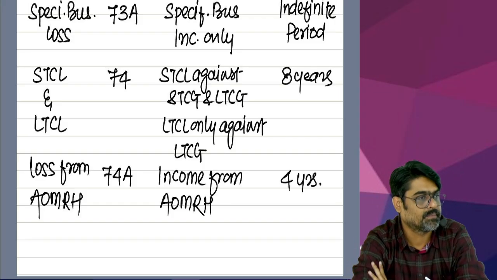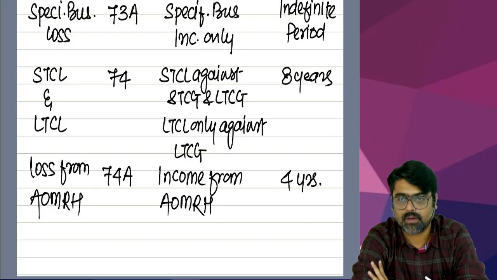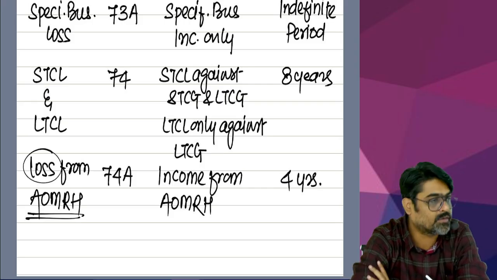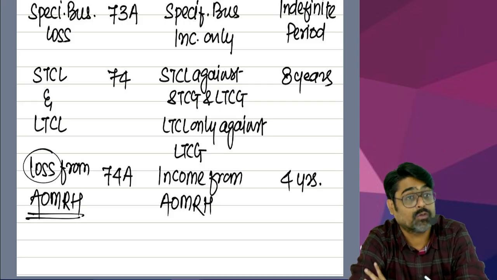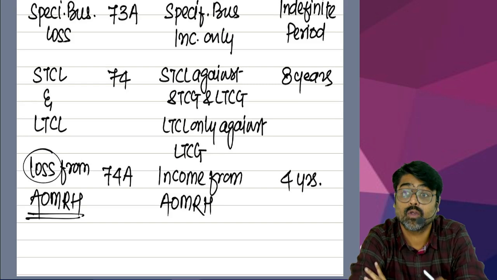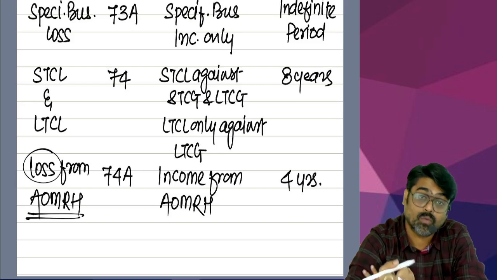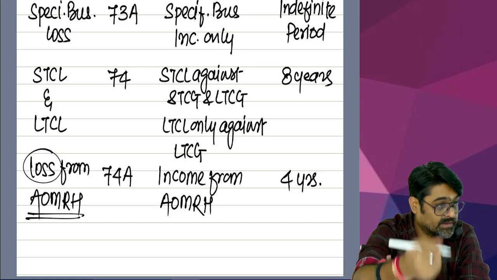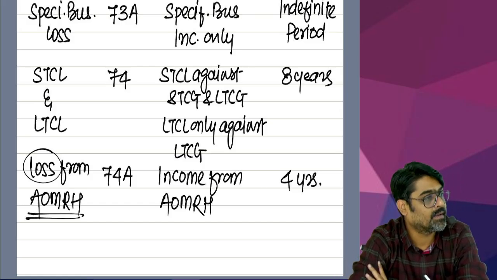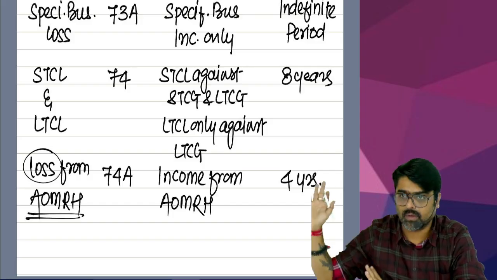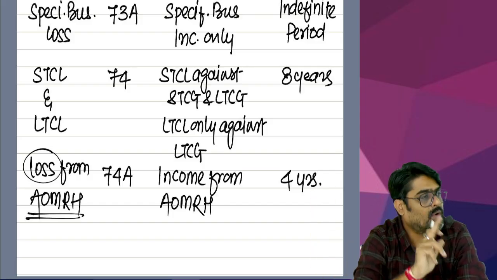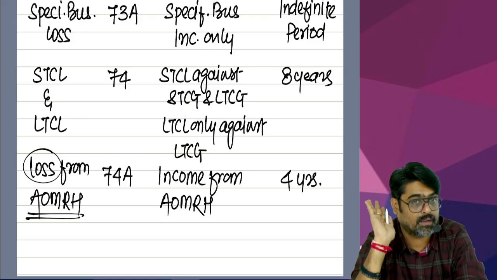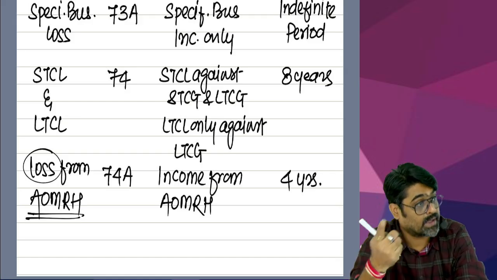Not more than that. And there is one more requirement. The activity to which the loss relates must also be in existence in the year in which you want to set off that loss. That activity should also be in existence. Understood? Did you understand all the carry forwards? So, house property loss only against house property income in the future. Yes or no? After carry forward.